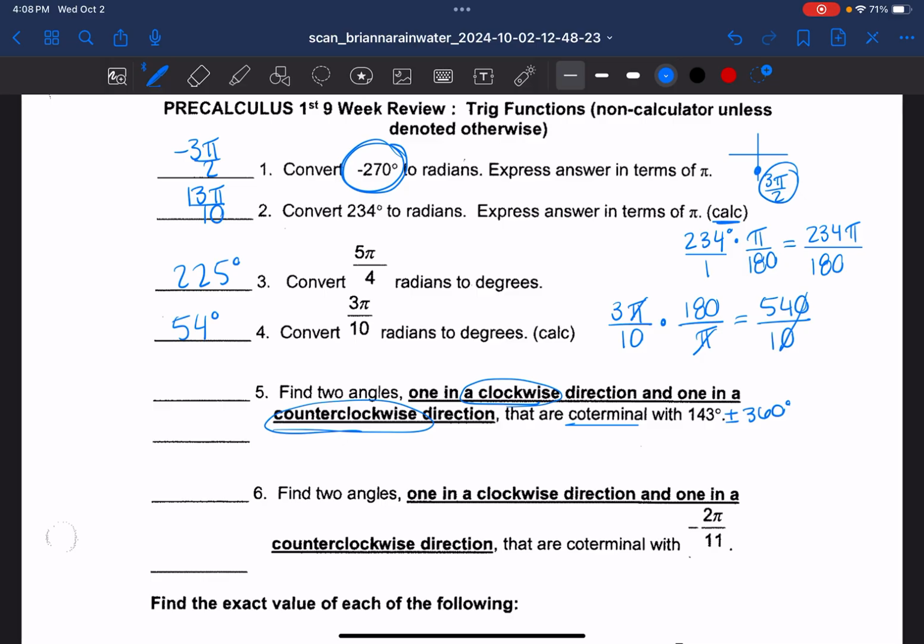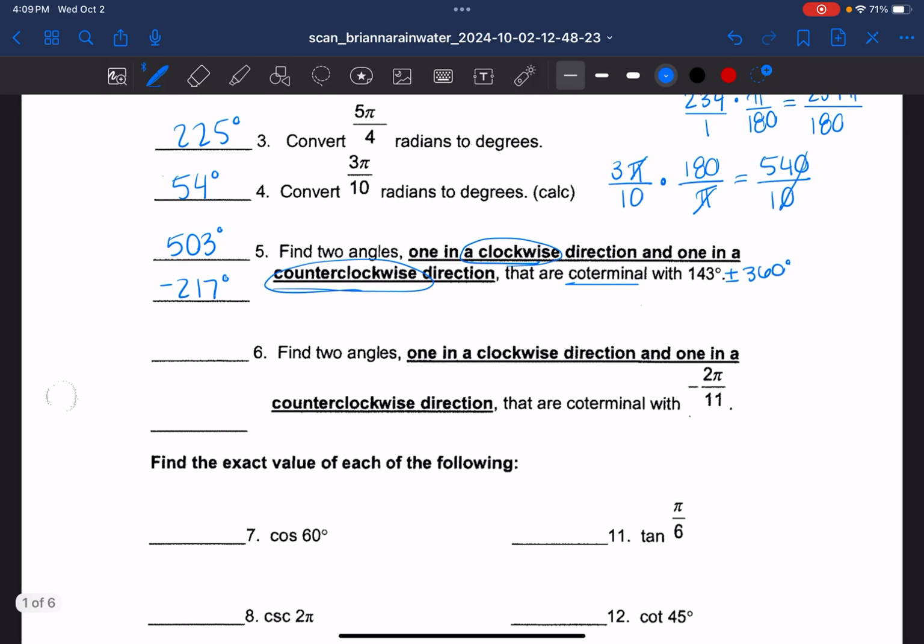So 143 plus 360 would be 503 degrees. And then 143 degrees minus 360 would give us negative 217 degrees. For number 6, it says to find the same thing, coterminal angles, but for negative 2 pi over 11. So I, again, am going to add and subtract a full circle, but since this is in radians, we are adding and subtracting 2 pi, since that's equivalent to 360 degrees.